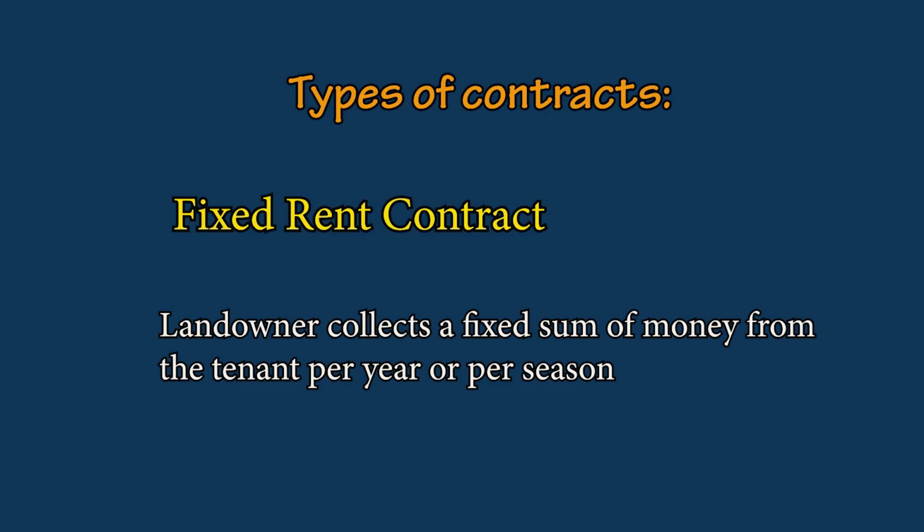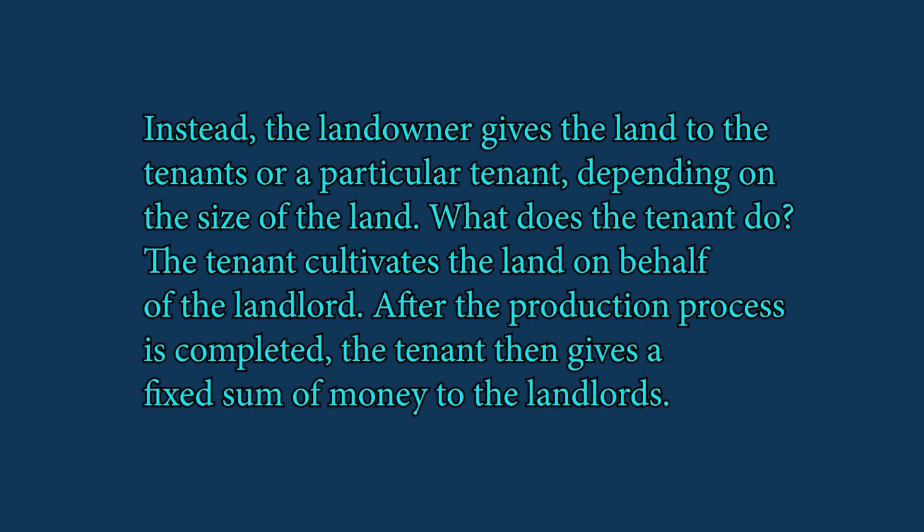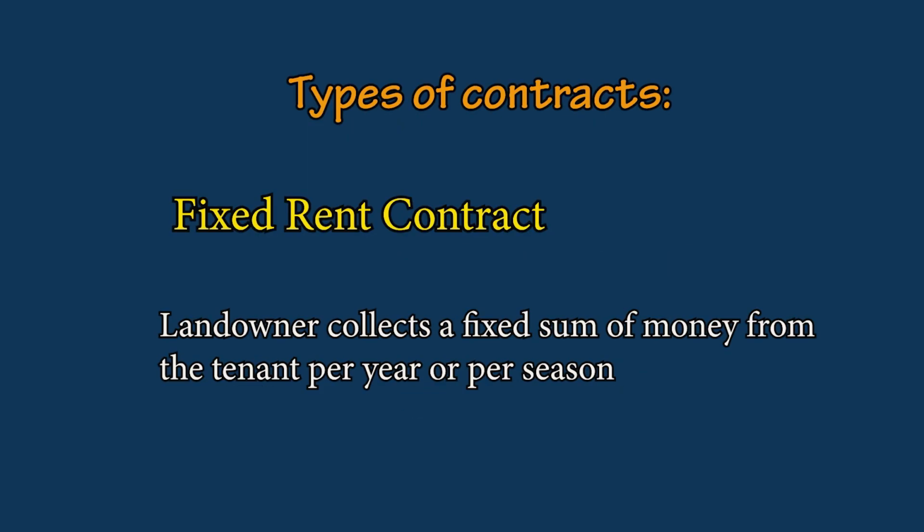In a fixed rent contract, the landowner does not cultivate the land directly. Instead, the landowner gives the land to the tenants or a particular tenant depending on the size of the land. What does the tenant do? The tenant cultivates the land on behalf of the landlord. After the production process is completed, the tenant then gives a fixed sum of money to the landlords. So, in this case, the landowner collects a fixed sum of money from the tenant or tenants per year or per season.